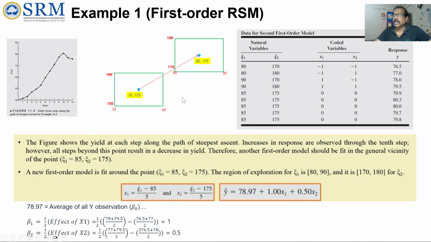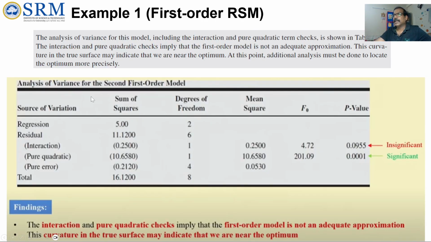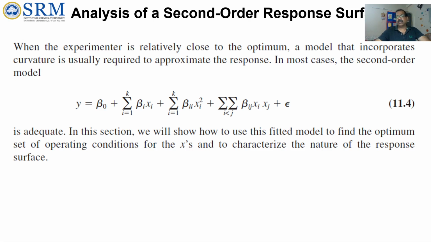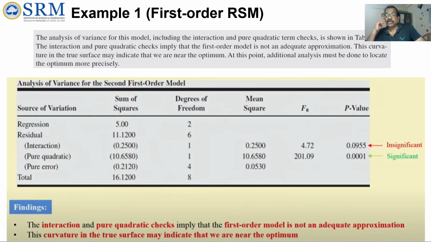Again, see the current operating condition 85 and 175. They also did 5 repetitions and found the values. Same procedure: calculating beta 0, beta 1, beta 2, the interaction and quadratic effects, whether they are significant or not, everything was calculated and understood. Again they made one more table, and both are telling significant or not. Okay, so this is how we solve the first order model.